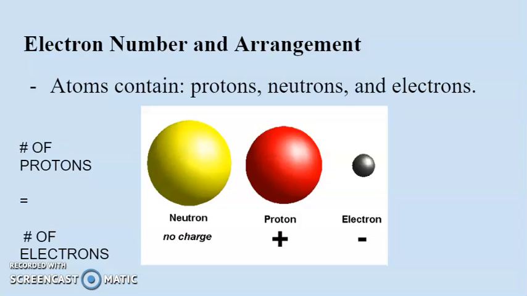Now, before we move on, this is review: atoms contain protons, neutrons, and electrons. Neutrons are neutral and they don't have a charge. Protons are positive, and you remember that by the P. And electrons are negative. Now, the number of protons equals the number of electrons. I'm going to say that one more time. The number of protons equals the number of electrons. So if hydrogen's atomic number, which is the number of protons, equals 1, that means it has 1 proton and 1 electron, because the number of protons equals the number of electrons.